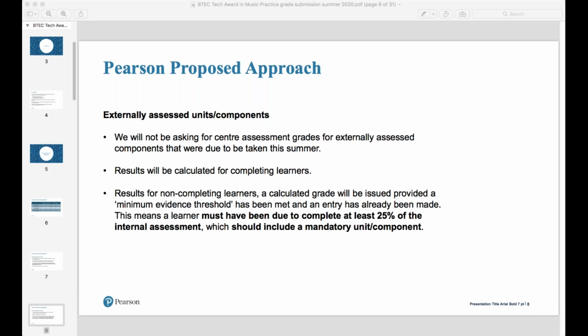Someone's just asked, if students fully completed all units, including external, can we claim full award as they are not predictions? At the moment, we would still ask that these are made as interim claims as well.